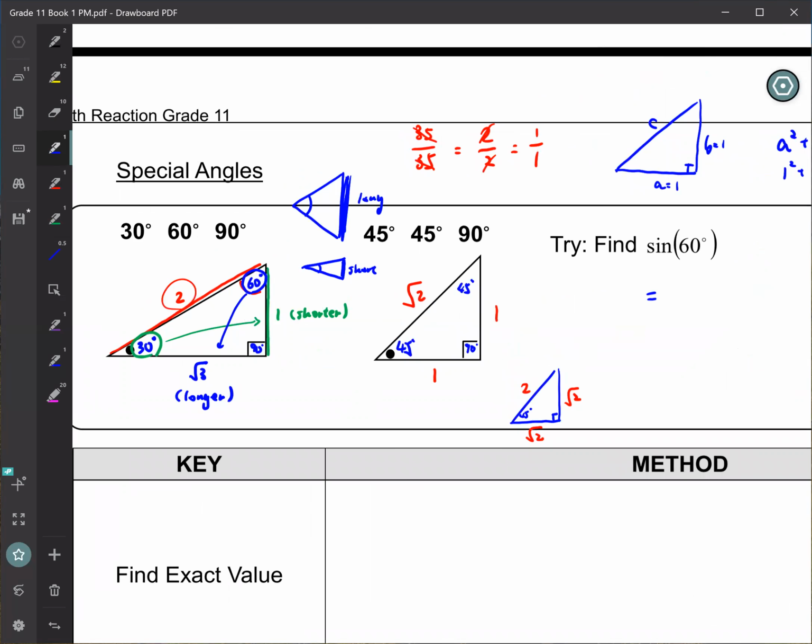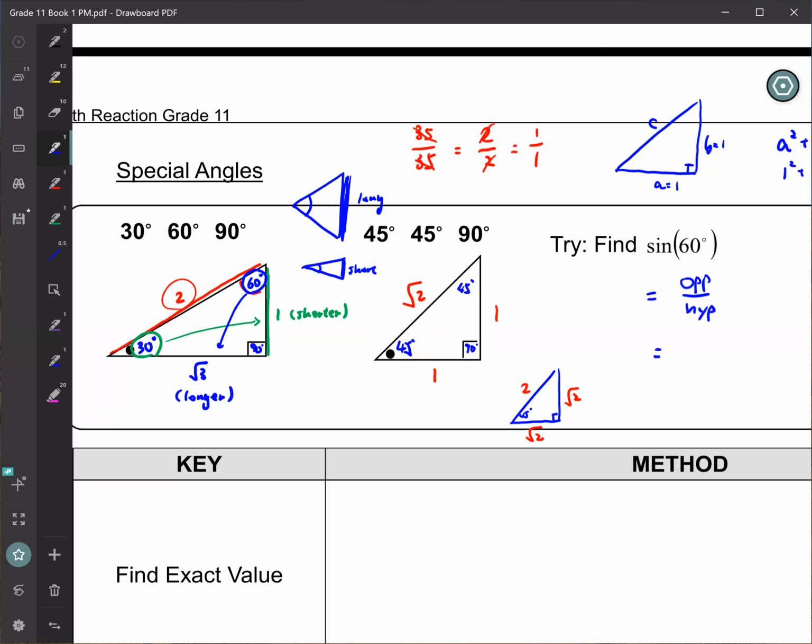Could you repeat that? Sine is which side over which side? Is it opposite over hypotenuse? Yeah, opposite over hypotenuse. Okay, opposite over hypotenuse. Now, if you look at the first picture, looking from 60-degree, opposite over hypotenuse.